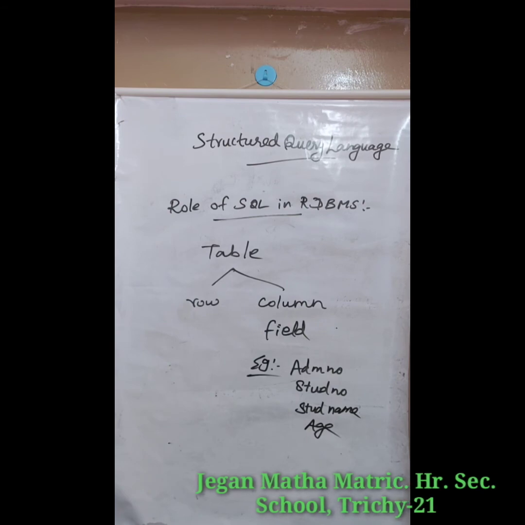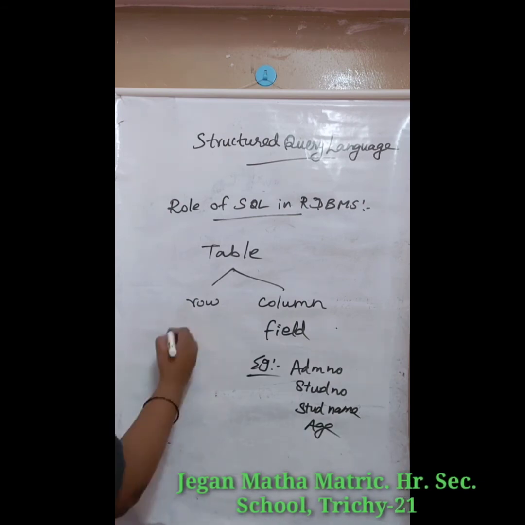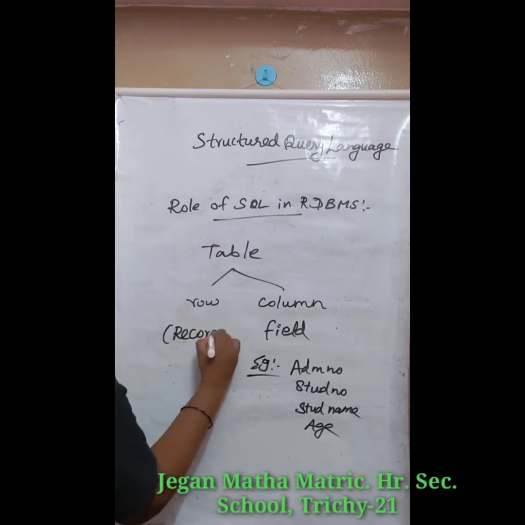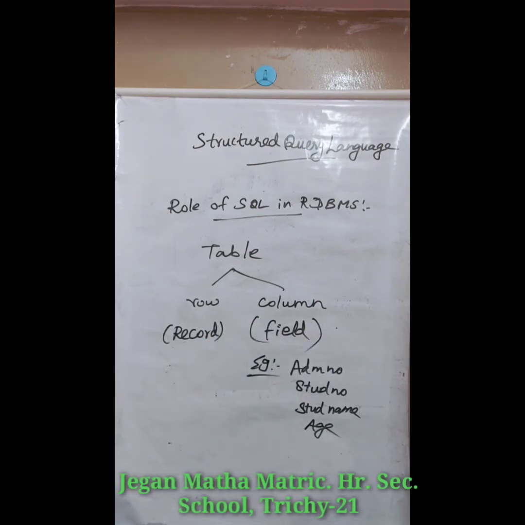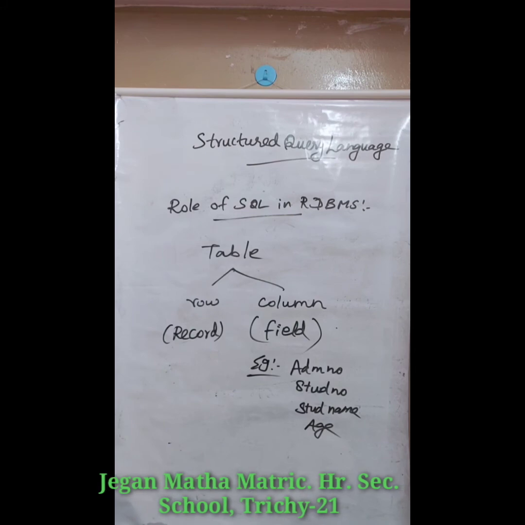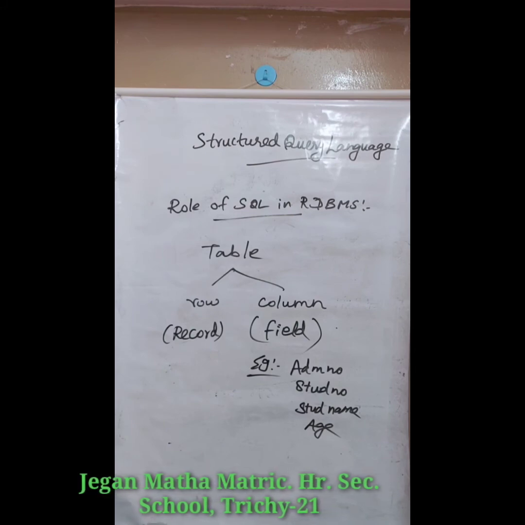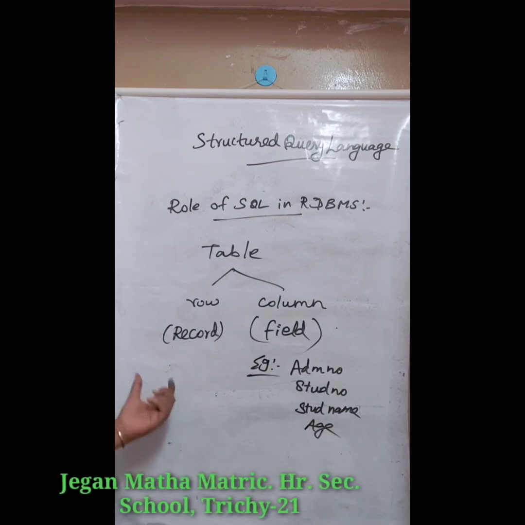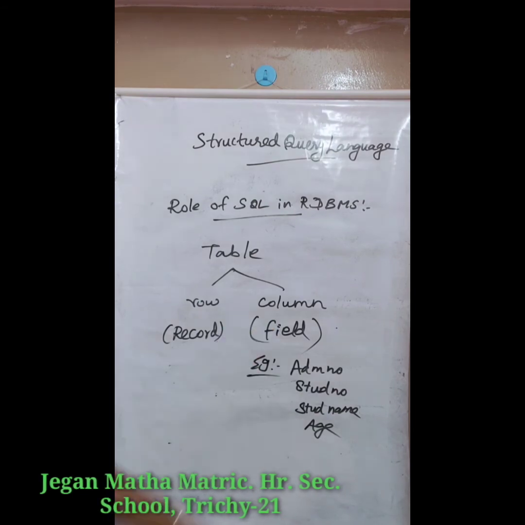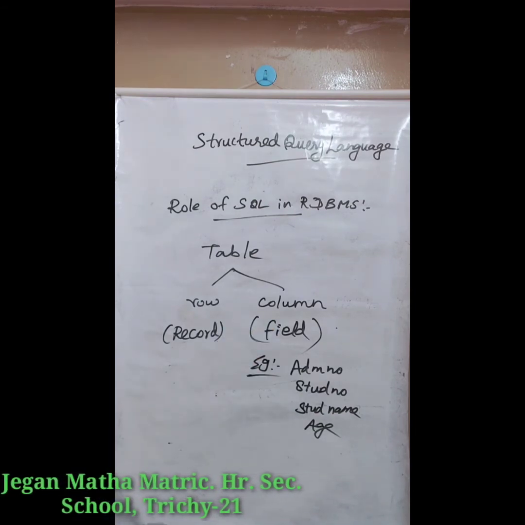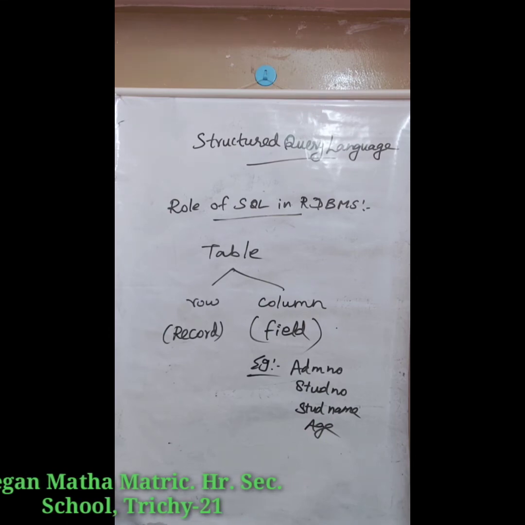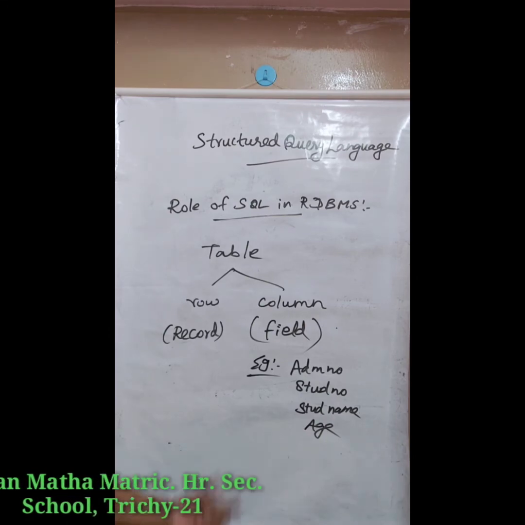And the next one is row. So a row is also called a record. Here it is a collection of related fields or columns that exist in a table. So a record is a horizontal entity and a column is a vertical entity, and the record represents the details of a particular student in a student table.